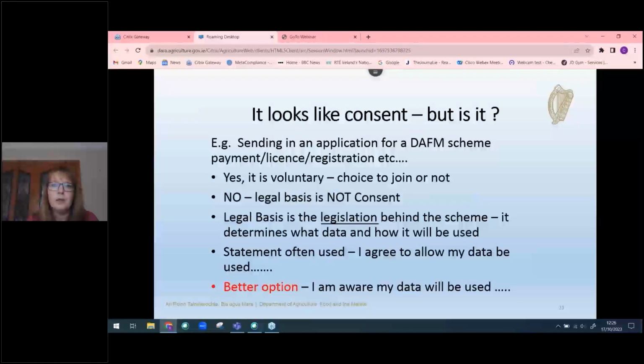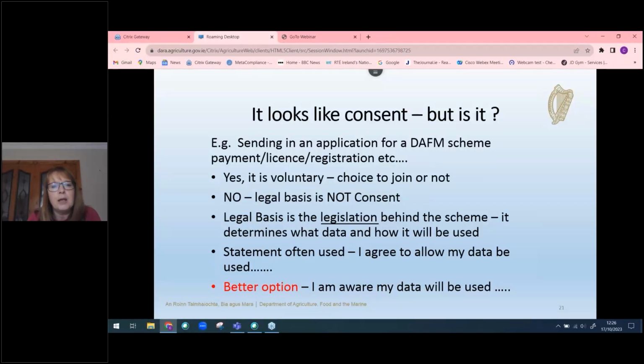Then in circumstances where it might appear that the customer is giving consent, you should be clear that they're probably not. It depends on the way you ask the question.